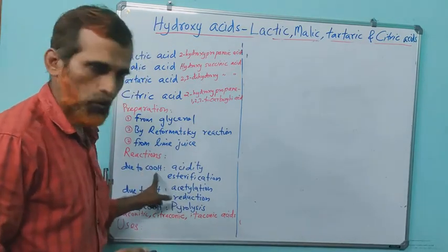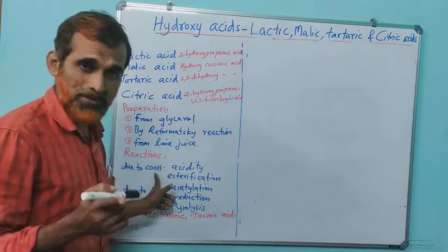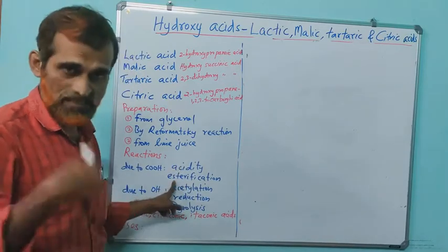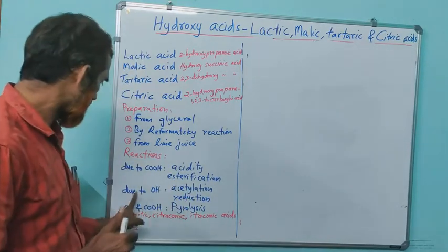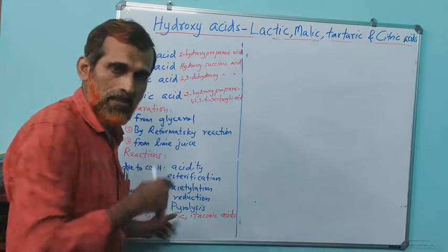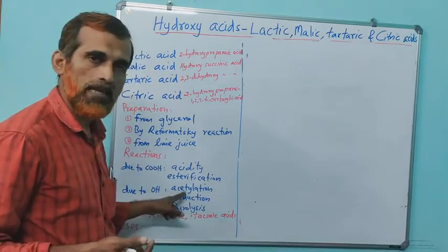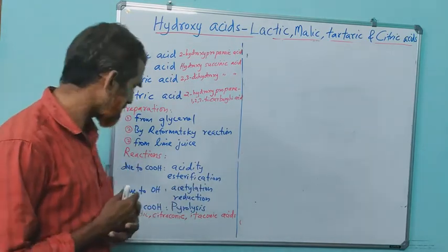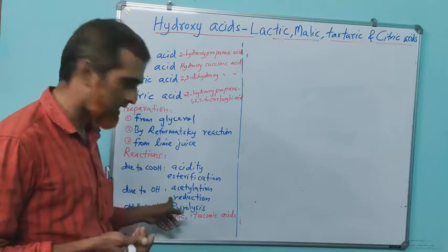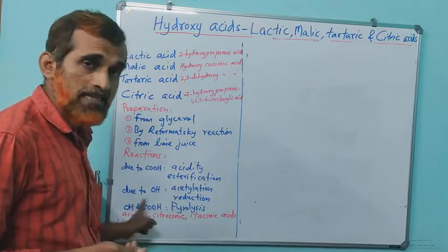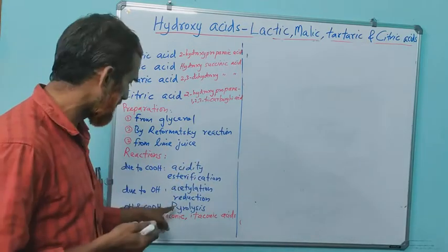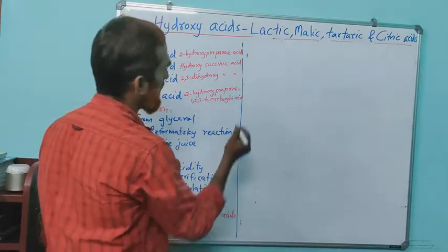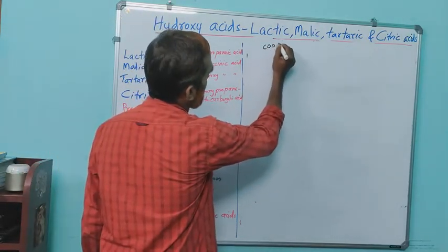It has acid group. So reaction due to acid group COOH includes acidity, that means reaction with base, and also esterification, that means reaction with alcohol. Then reactions due to OH, there is one OH, right? That can give reaction that is acetylation, replacing hydrogen by acetyl group. And there's another reaction, reduction. And finally, reaction involving both OH and COOH, that is pyrolysis, action of heat.